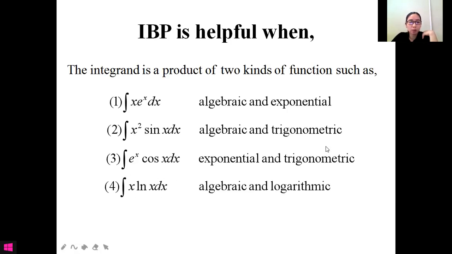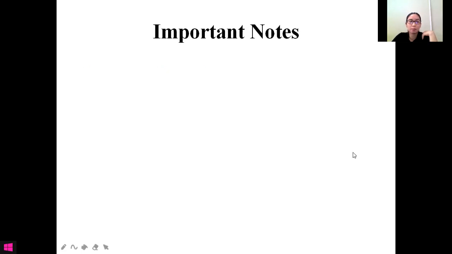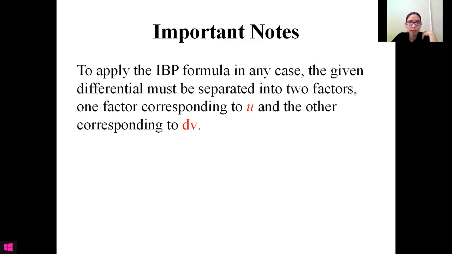So here we will use and practice IBP. Important notes when using IBP: to apply the integration by parts formula in any case, the given differential must be separated into two factors. So these are the same as the examples earlier, right?